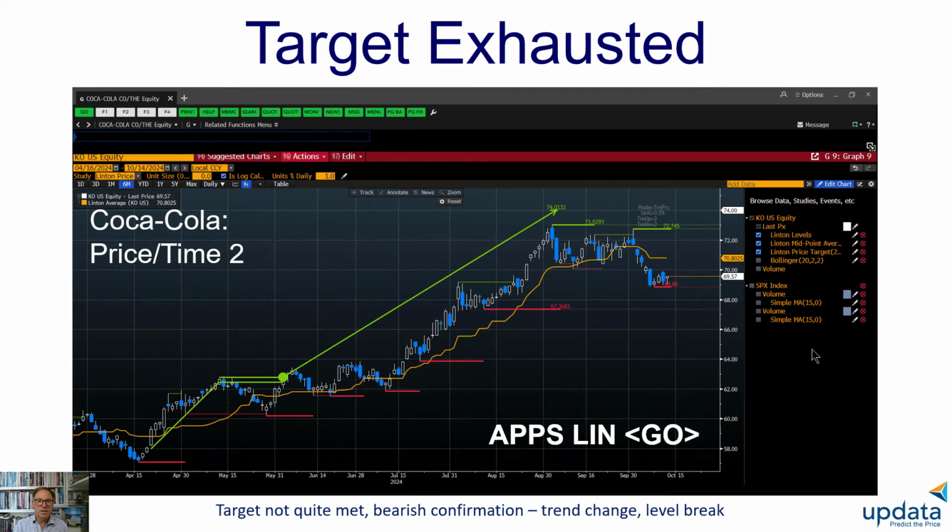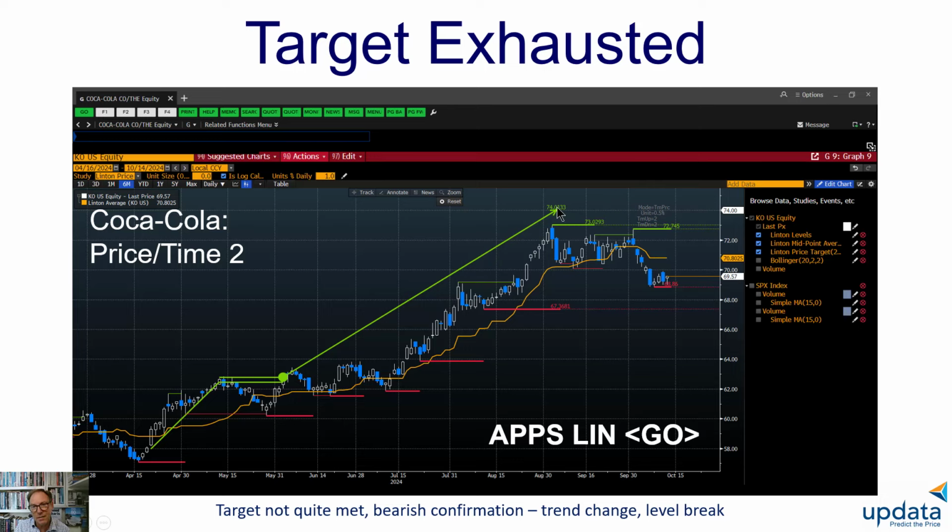If we go here to Coca-Cola, pull the side panel out so we can just see where you put those there. This is a really interesting one. We're above the trend. Target was given back in beginning of June. That was the thrust. That was the target. Price is moving all the way up to the target.